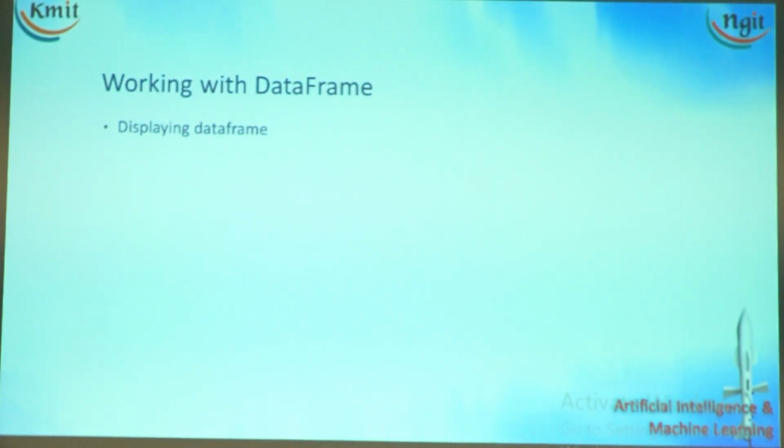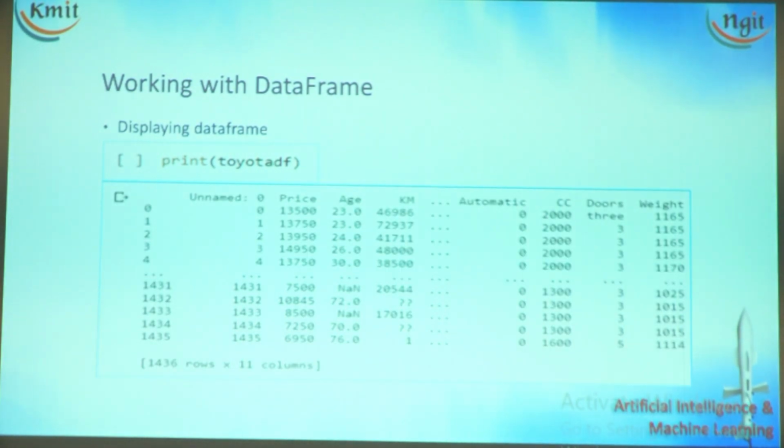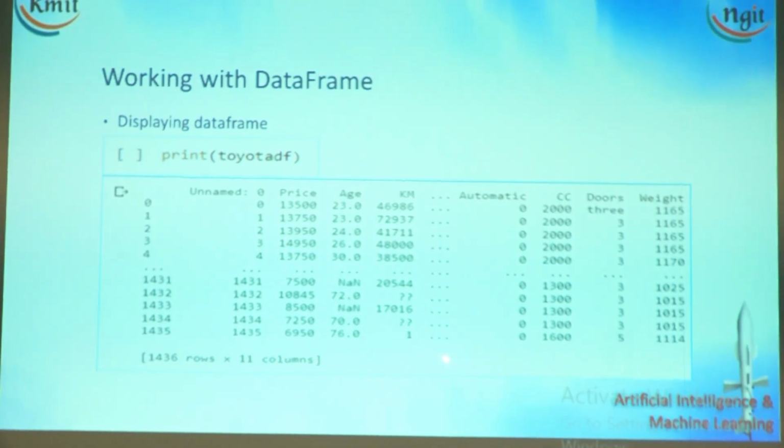Right. Please display your data frame. We already named our data frame while we read it. Okay? Please display your data frame, print it. Once you display your data frame, what did you see? The first thing that your eyes should go to is the size of your data frame. By default, printing the data frame will give you its size. So what is the size of this? 1436 rows and 11 columns.